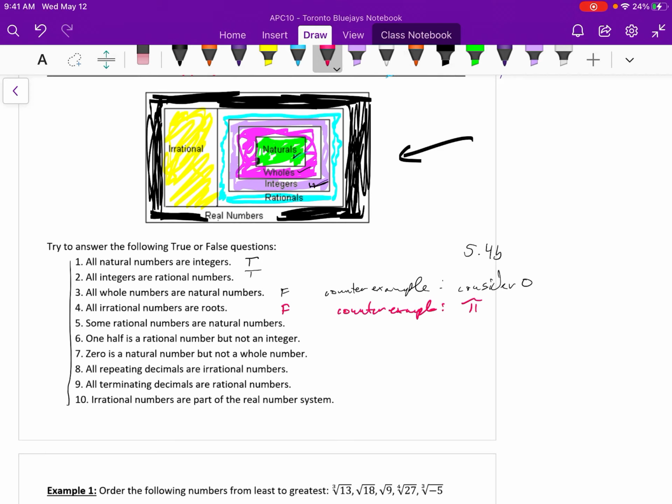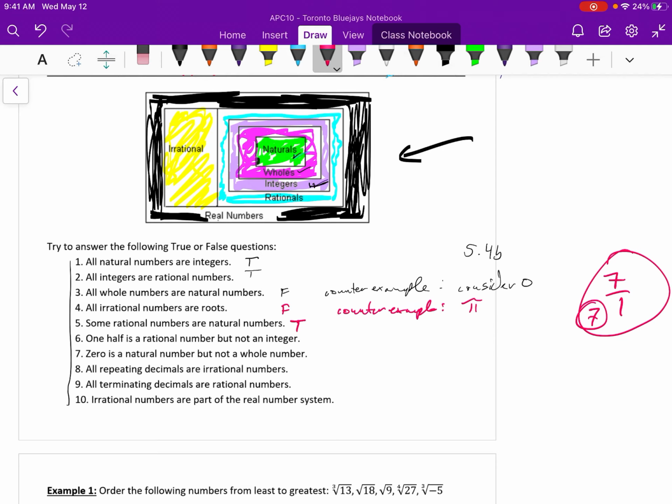5. Some rational numbers are natural numbers. This is true. Now, if you're looking for an example, so some rational numbers are natural numbers, consider 7 over 1. This would be a rational number that it would be better known as 7. So 7 over 1 is a natural number and is also rational.